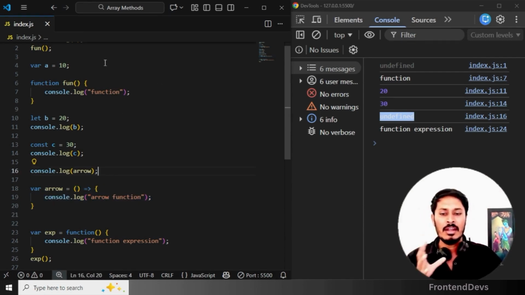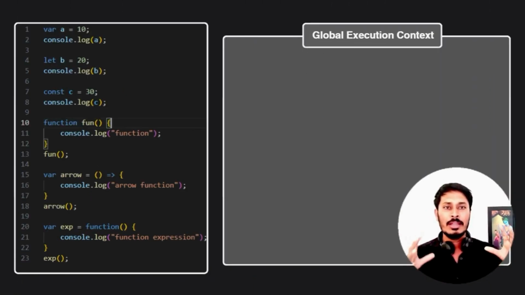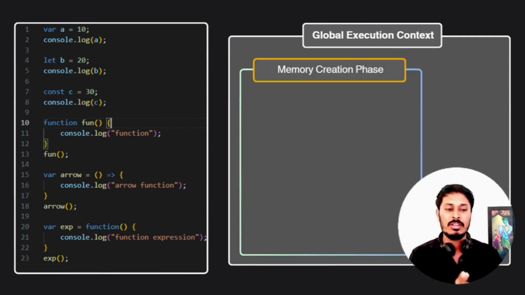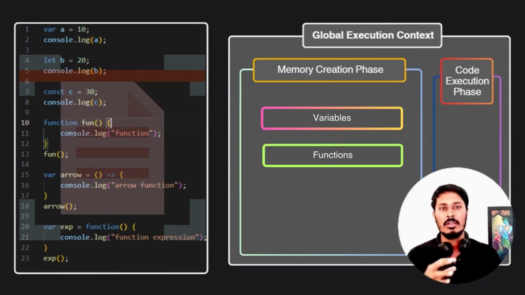Now let's understand how exactly the memory is created for all these variables and functions, and how exactly hoisting works, with the help of a visual representation. We know that before executing a single line of code, JavaScript creates something called an execution context. And this execution context works in two phases. The first phase is the memory creation phase, where memory will be created for all the variables and functions. And then we have the code execution phase, where code is executed one line at a time.